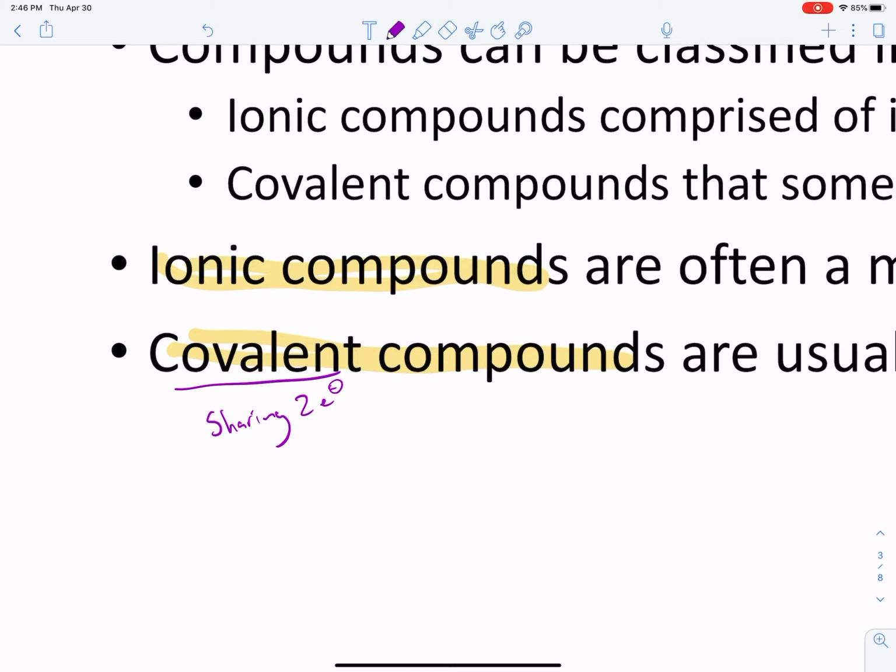An ionic compound means you're going to have an unequal sharing, and I really don't feel comfortable calling it a sharing because it's not really a sharing at all. You have an unequal distribution of electrons. So that means you're going to end up with a positive metal and a negative nonmetal or anion.